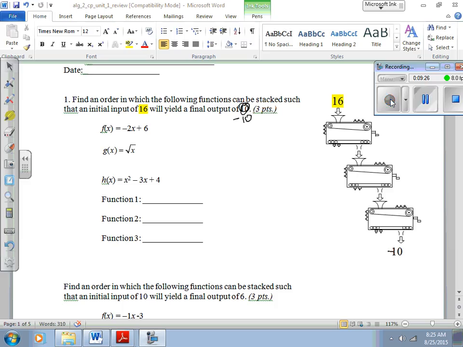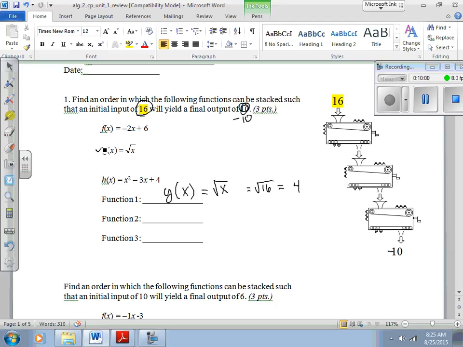You figured out will give us that table of negative 10. Which one of these three did we have to use first? Bottom one? No, the middle one. Middle one? Okay, we had to use g of x first, which meant we had to use square root of x. And x was going to be 16. So square root of 16 gave us 4. Correct?